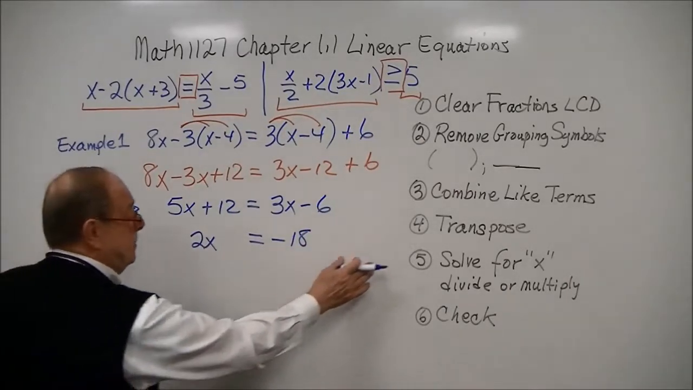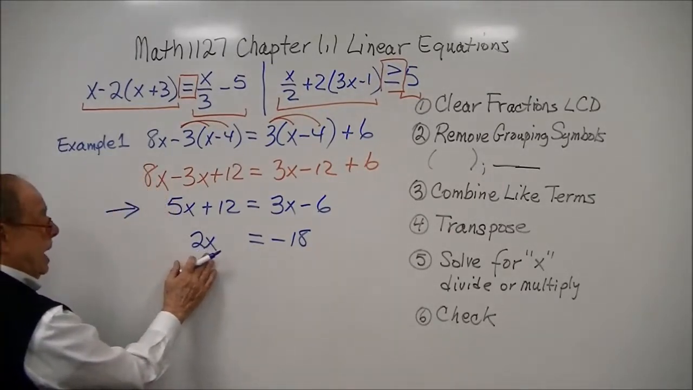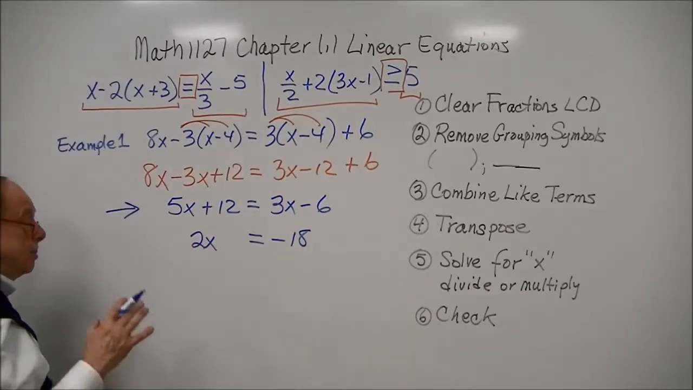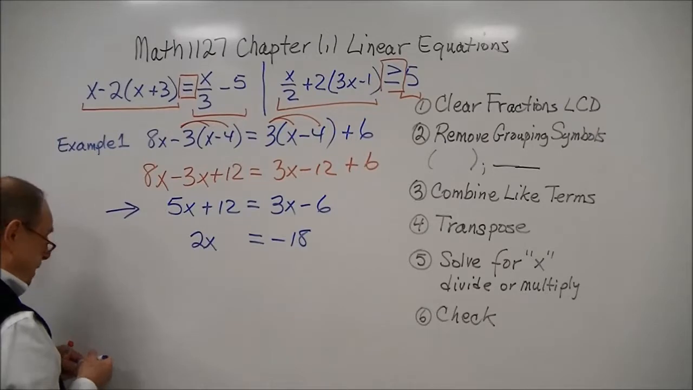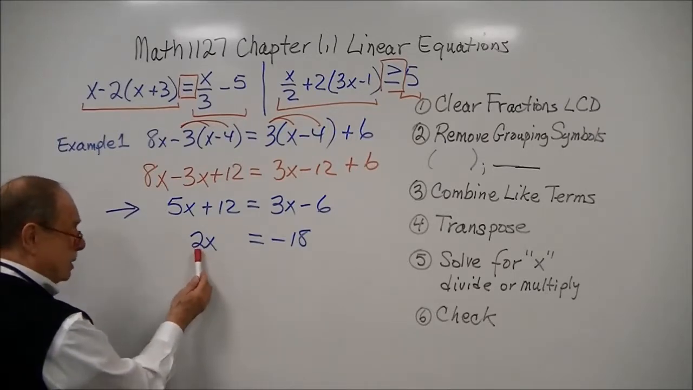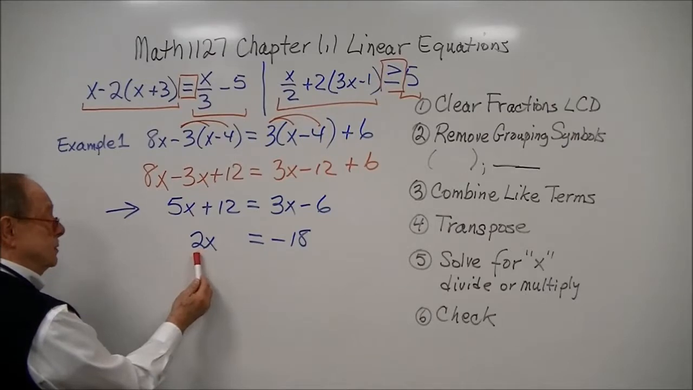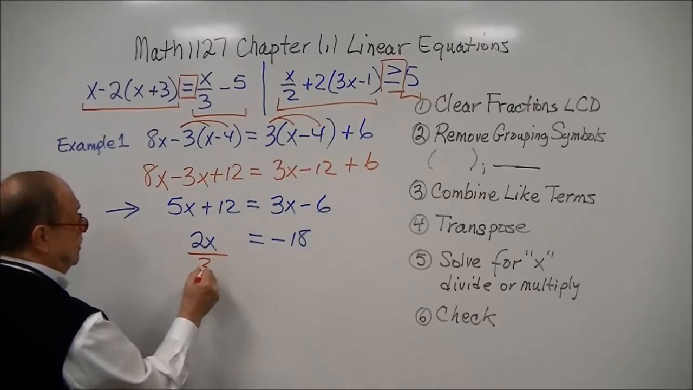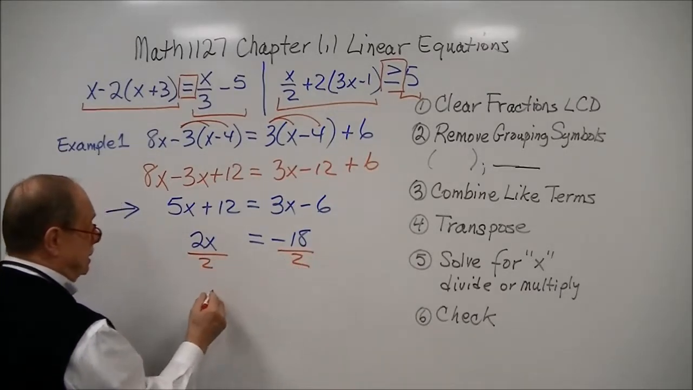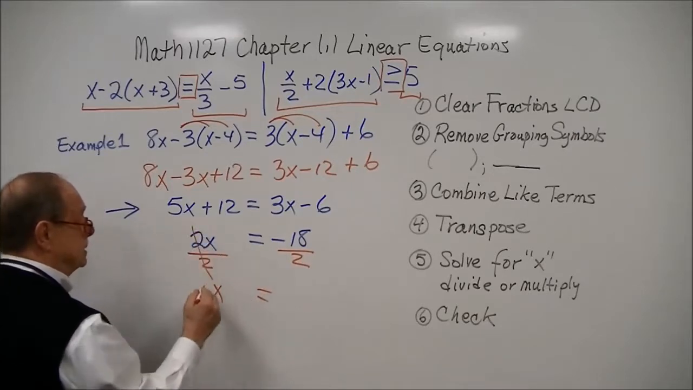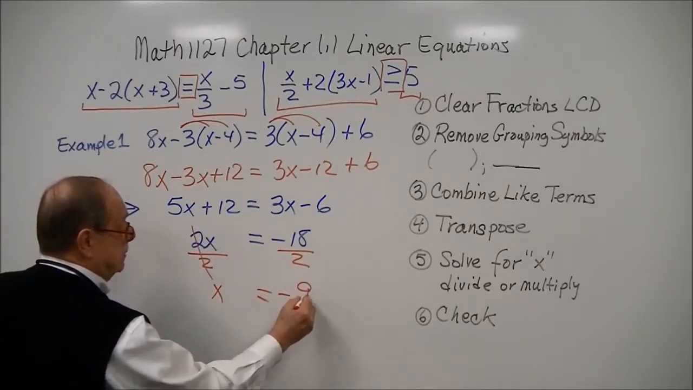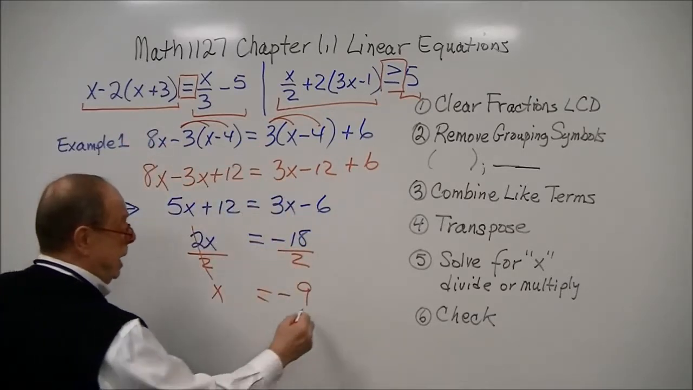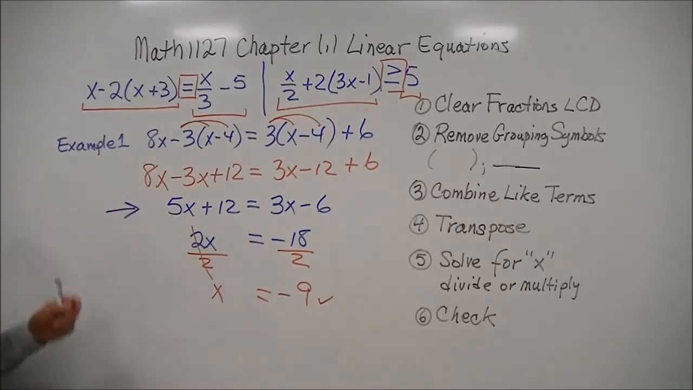Now we're ready for step 5, where we have 2x is this, but we only want one x, a positive x. And for this, we look at the numerical coefficient of x, which is 2, and we're going to divide by 2. And we then get x, as these cancel out, is a negative 9. And if we were to put our negative 9 into the original, it would check. Now in your textbook, they do show you the check.